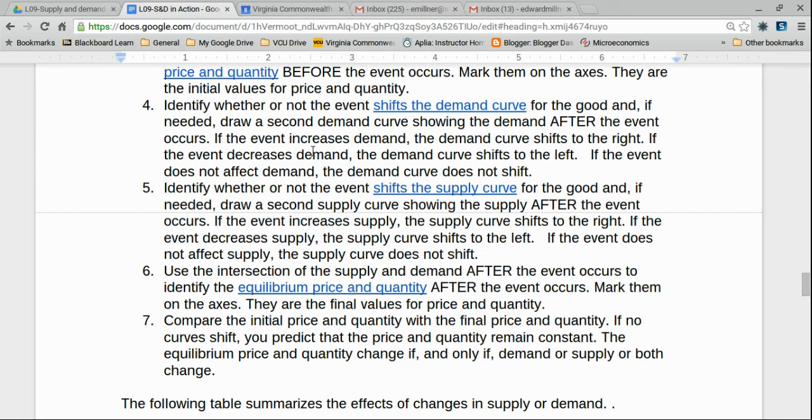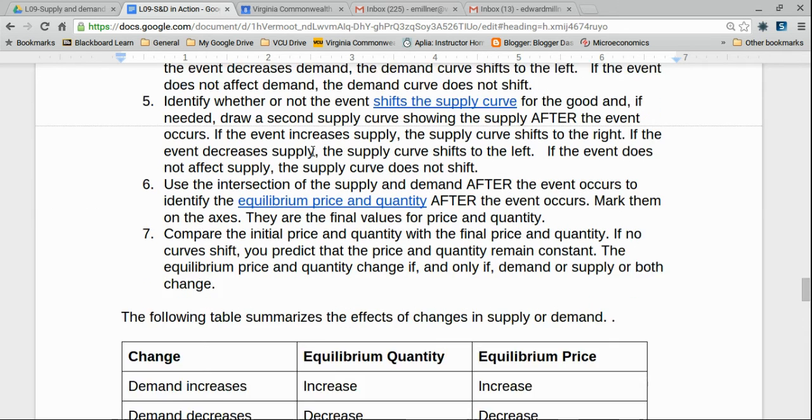Now use the intersection of the supply and demand after the event occurs to identify the equilibrium price and quantity after the event occurs. Mark them on the axes. They are the final values for price and quantity. Step 7, compare the initial price and quantity with the final price and quantity. If no curve shifts, you predict that the price and quantity remain constant. The equilibrium price and quantity change if, and only if, demand or supply or both change.